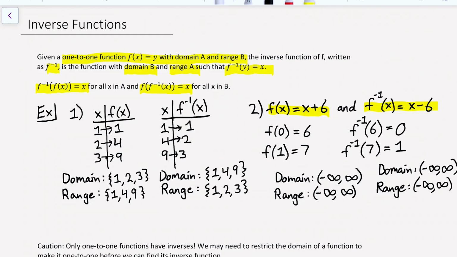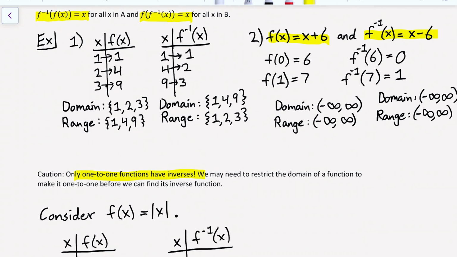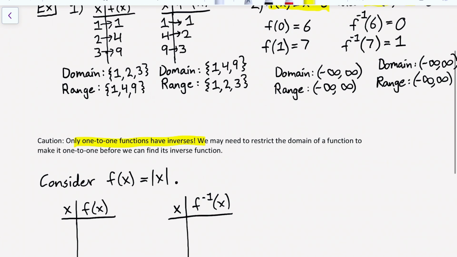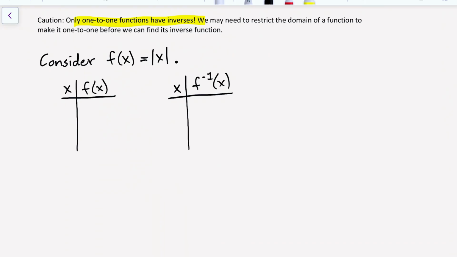There is one caution that I'd like to make here, and that is only one-to-one functions have inverses. If a function is not one-to-one, we may need to restrict its domain before we can talk about finding its inverse function. I want to show you why that is the case by looking at the absolute value function. So consider the absolute value of x. If you have an x value of 1, you have an output value of 1. X value of 0 gives an output of 0. X value of -1 gives an output of 1, and so on.